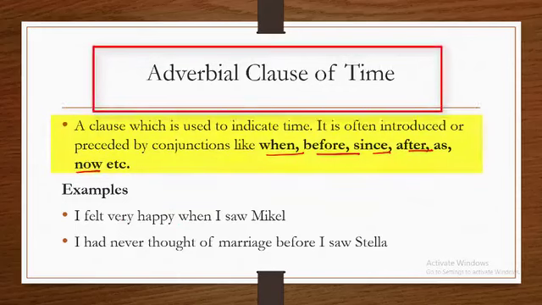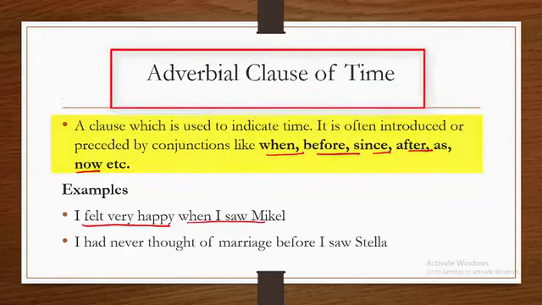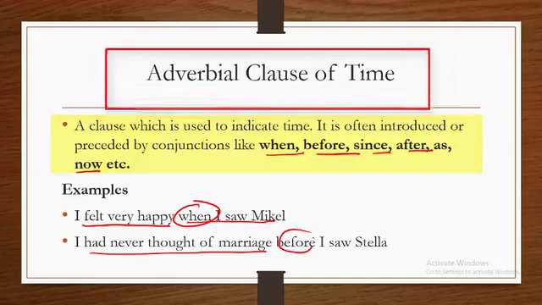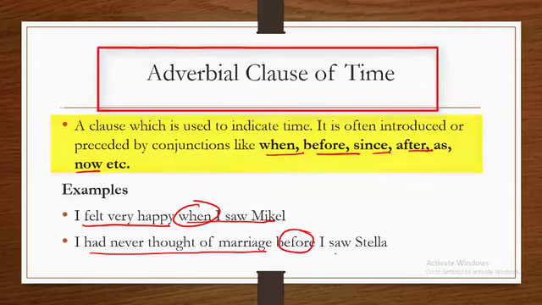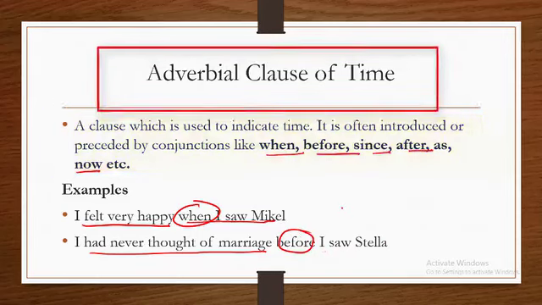So look at this expression. I felt very happy is the main clause, when I saw Michael. Okay, so it's introduced by when. I had never thought of marriage before I saw Stella. So that is also another conjunction. Okay, so let's move on.